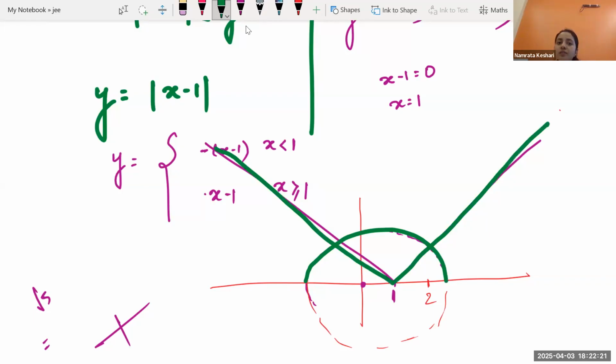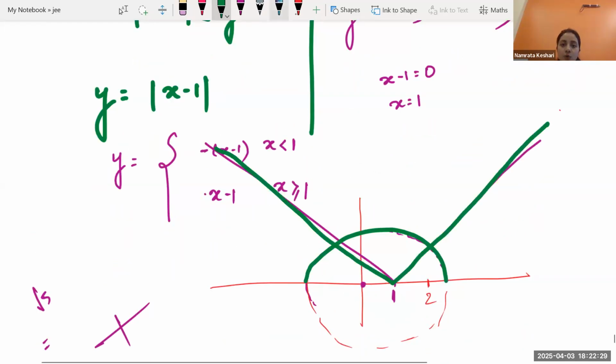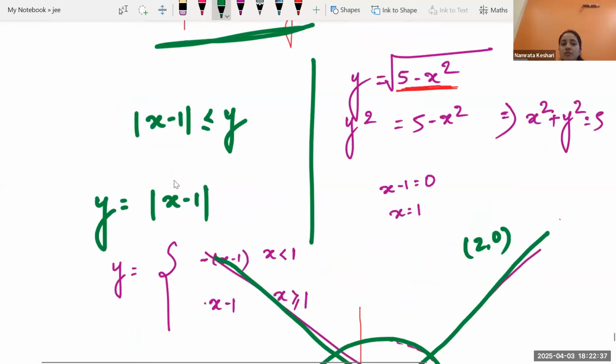Since there is an inequality, let's check which is the area bounded by these two curves. You can take a test point, suppose 2 comma 0, and check in the first inequality whether it is satisfying. If we take 2 comma 0, 2 minus 1 is just 1, and the other side is 0. So 1 is smaller than or equal to 0. Is it so? No. So this is not the region.